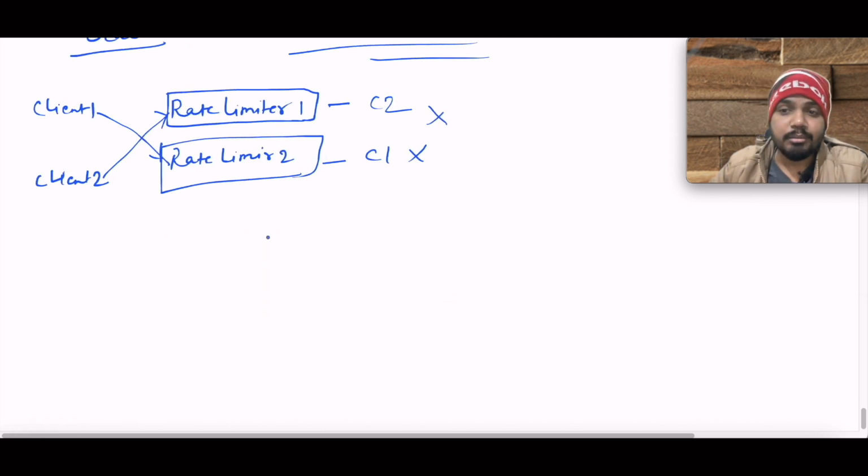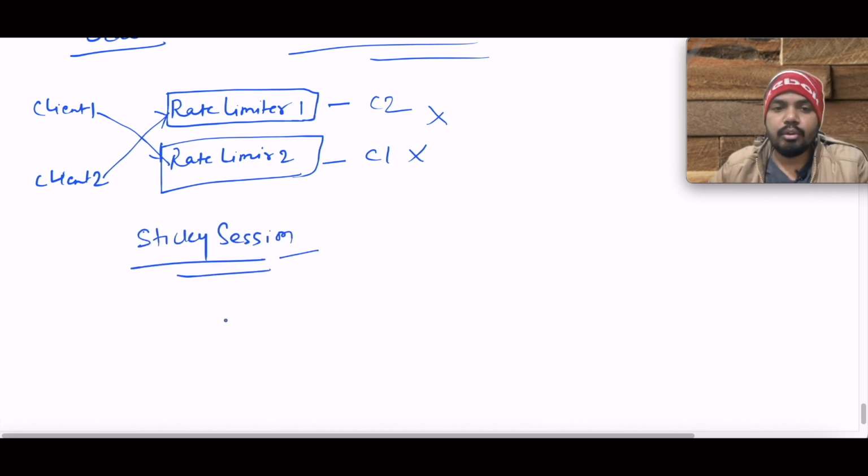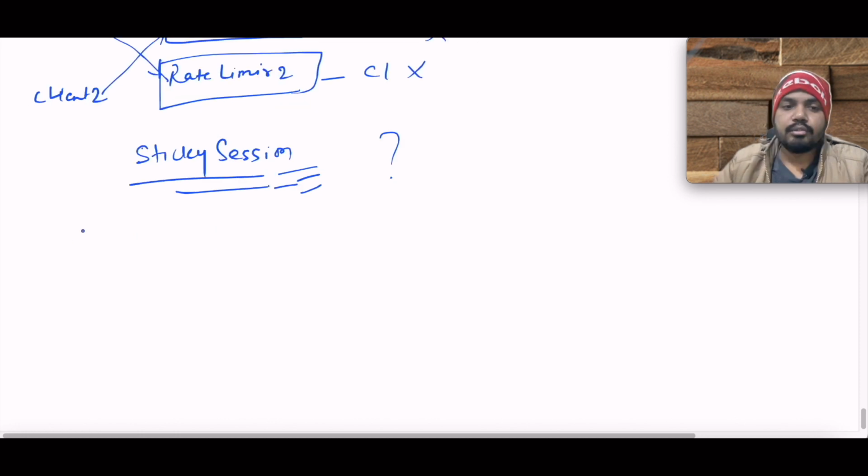So how can you solve this problem? This is a synchronization issue. One possible solution is to use sticky sessions. If we use sticky sessions, the client will send its traffic to the same rate limiter, but this is not advisable because it is not flexible and you cannot scale it. So now the point is what you have to use. The final solution is that we can use a centralized data store like Redis.